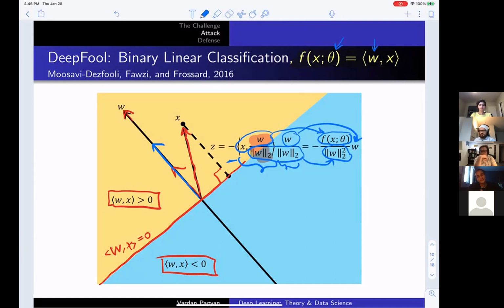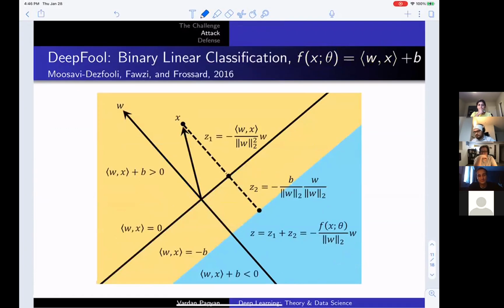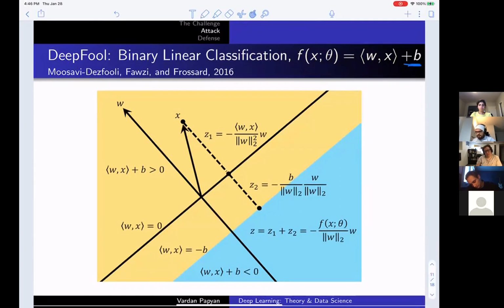Okay, so now I'm going to move to a slightly more complicated example where instead of talking about a linear function, we're going to have an affine function, okay? So notice how there was a bias added, which is just a scalar. Now, in this specific case, what do we do? Again, we're given a certain example X, and we're trying to perturb it to create an adversarial example, right?